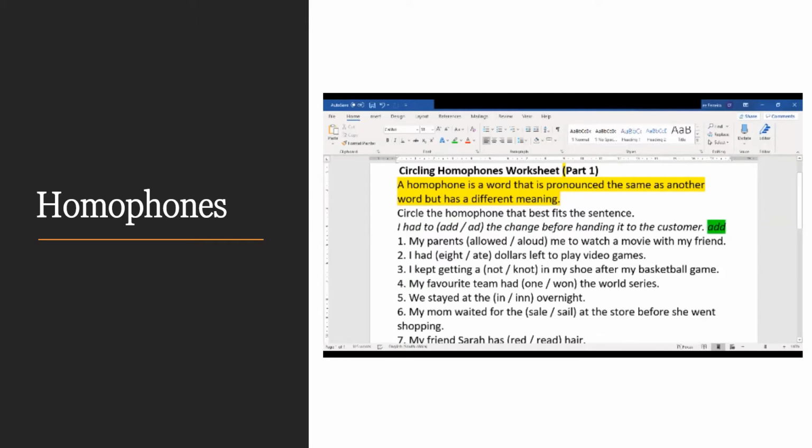Let's do the first one together. Get a pencil or a highlighter or a pen and a ruler. My parents allowed me to watch the movie with my friend. It will be the first one. So allowed. What does the second one mean? Aloud, I read aloud, or I shout aloud.